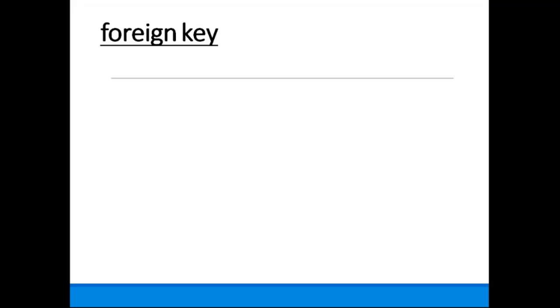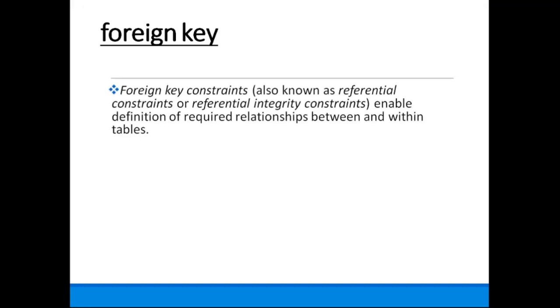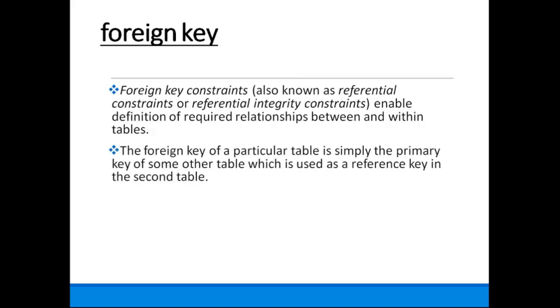Now we will see the foreign key. Foreign key constraint is also called a referential key constraint because primary and foreign keys are used to connect two tables, two relations. That's why it is called a referential key. A foreign key of a particular table is simply a primary key of some other table which is used as a reference key in a second table.